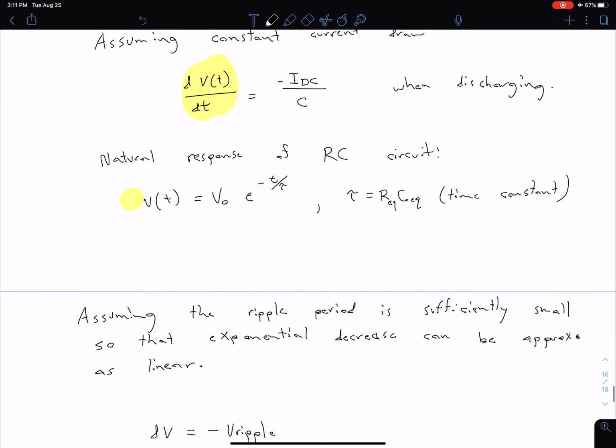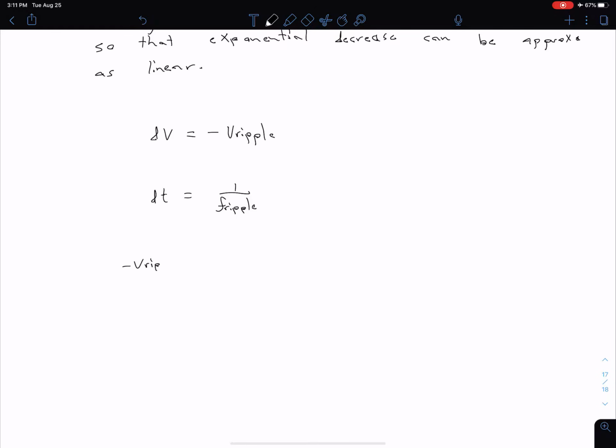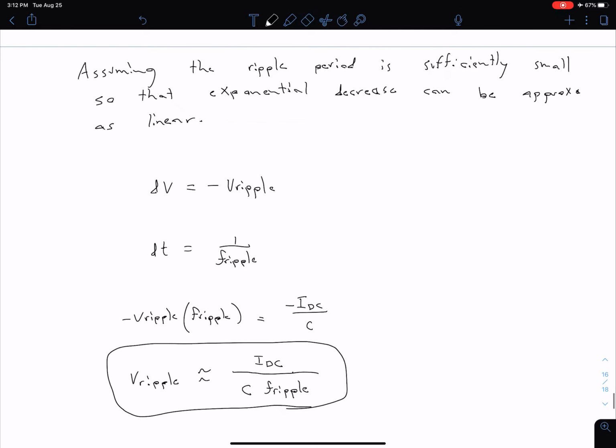If we plug that into the previous equation and solve for V ripple, we'll have negative V ripple divided by dt, which I can flip up to the numerator, so F ripple is equal to negative I_DC divided by C. The two negative signs cancel out, and we'll see that our V ripple is equal to I_DC divided by C times F ripple. That would be our equation relating our V ripple and our F ripple. And really, instead of equals, I should have approximately, because remember we're making the assumption that our ripple period is sufficiently small so that the exponential decrease can be approximated as a linear decrease.